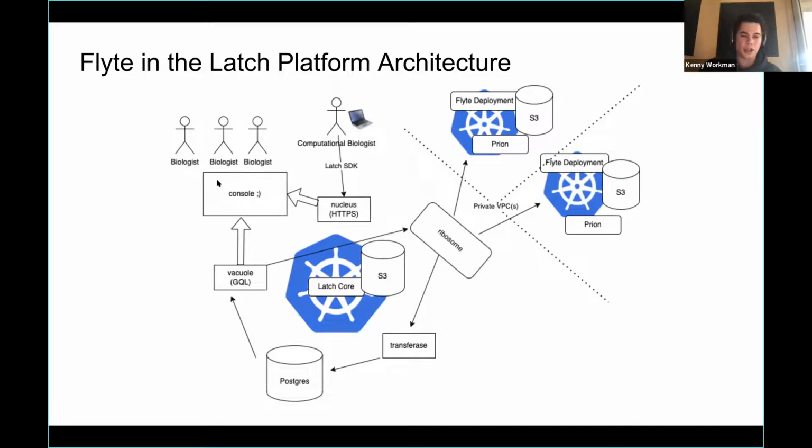And again, the biologists interact with the platform via the console, and the computational biologist interacts directly with a server via the SDK, and everything comes from the database in terms of state hydration.